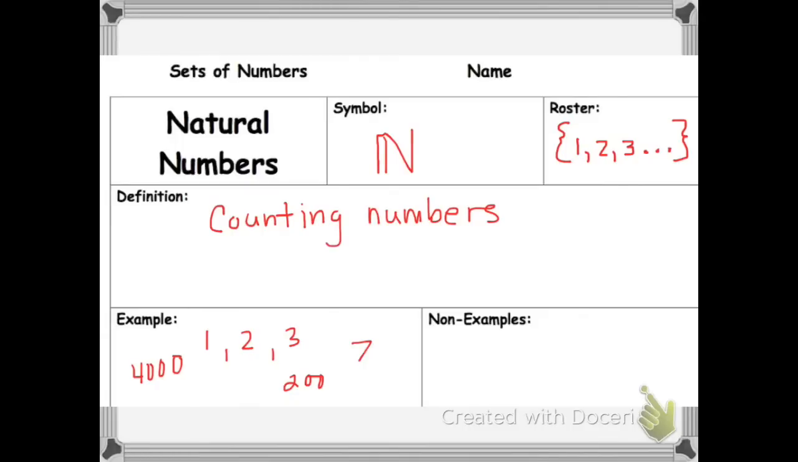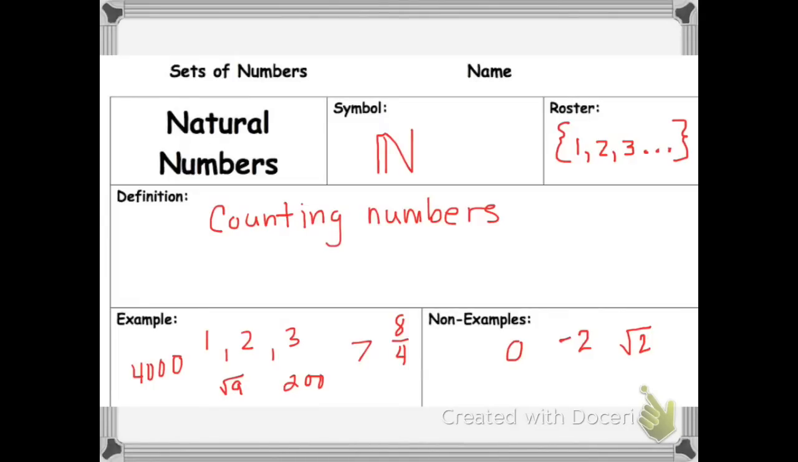Now they could be in different forms, like if you have the number 8 over 4 that's equal to 2, that is a counting number or a natural number. Now non-examples would be 0. 0 is not a counting number because you're not counting anything. We have 0, you have nothing. Negative numbers would not be counting numbers. And square roots that don't come out to specific counting values would be non-examples. Like the square root of 2 is irrational. Now if you do have like the square root of 9, which is equal to 3, that is a counting number.